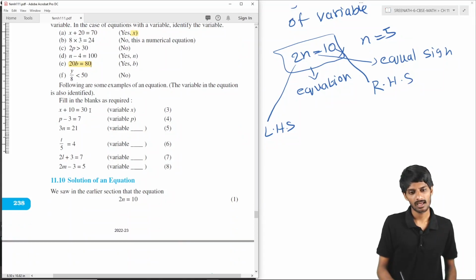Fill in the blanks as required. x plus 10 equal to 30. The variable is x. So 3n equal to 20. It has a variable, so it is an equation. And what is the variable here? n. n is the variable.